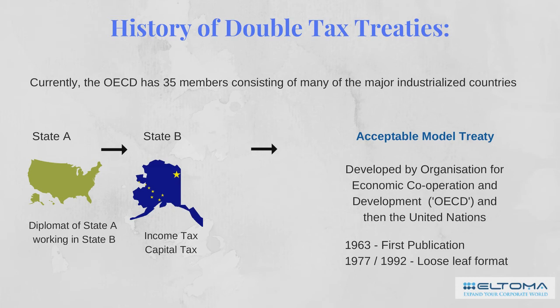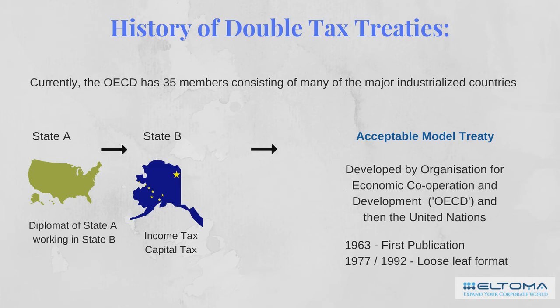These model conventions were not unanimously accepted, and the work on creating an acceptable model treaty was taken over by the OECD and, a few years later, the United Nations. Currently, the OECD has 35 members consisting of the major industrialized countries. The OECD Model Convention was first published in draft form in 1963. It was revised in 1977 and again in 1992, at which time it was converted to a loose-leaf format in order to facilitate more frequent revisions. Since then, revisions have been made every few years.